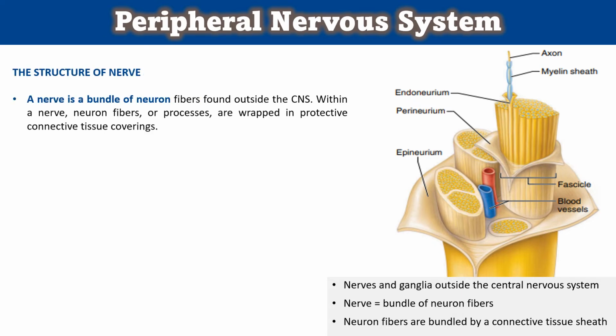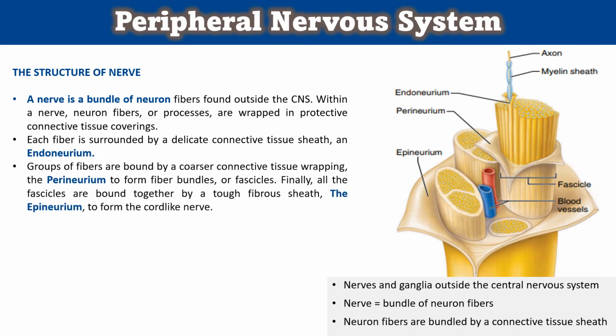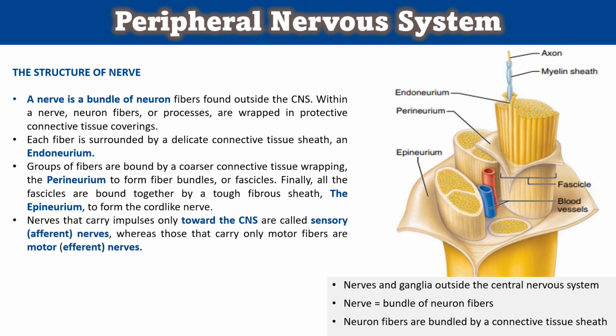The structure of a nerve. A nerve is a bundle of neuron fibers found outside the CNS. Within a nerve, neuron fibers or processes are wrapped in protective connective tissue coverings. Each fiber is surrounded by a delicate connective tissue sheath, the endoneurium. Groups of fibers are bound by a coarser connective tissue wrapping, the perineurium, to form fiber bundles or fascicles. Finally, all the fascicles are bound together by a tough fibrous sheath, the epineurium, to form a cord-like nerve, as you can see in the diagram.